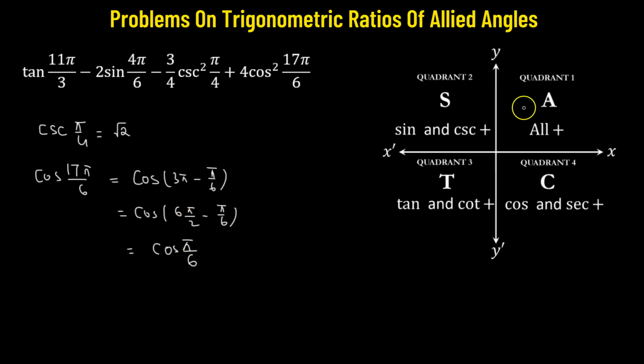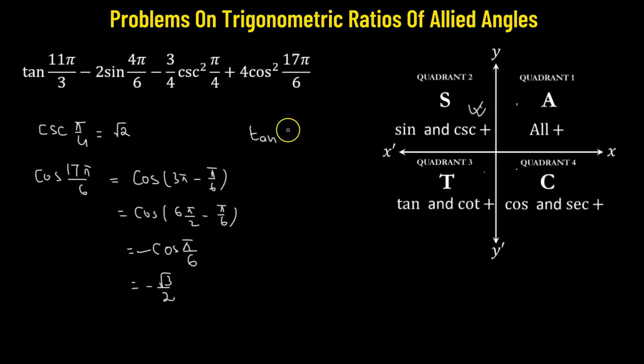Now 6 pi over 2 means we are in the first, second, third, fourth, fifth, sixth. So we are in the second quadrant, but we are also subtracting pi over 6 radian from it. But since pi over 6 lies between 0 and pi over 2 radians, we are still going to lie in the second quadrant. And in this quadrant, only the sine function is positive, everything else is negative. So our result will be negative square root of 3 over 2. So we have successfully obtained the value of all the four trigonometric ratios. So let's note them down.